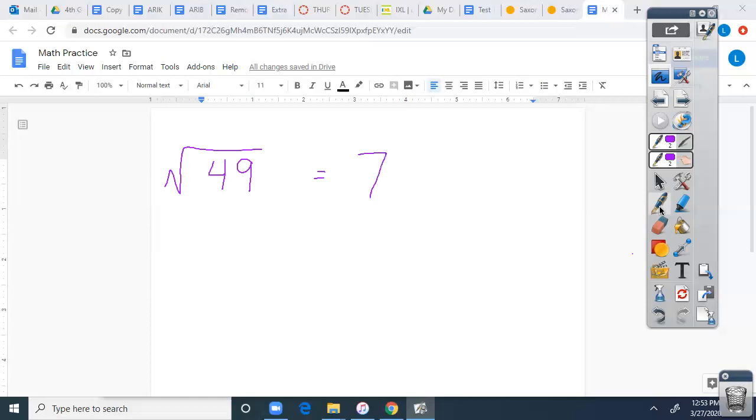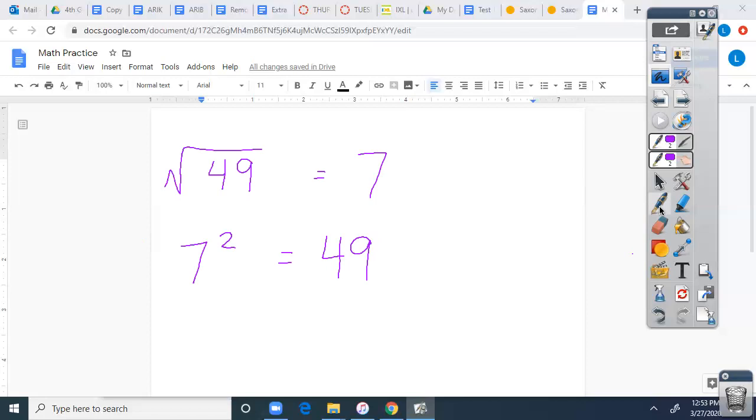So 7 times 7 is 49, so the square root of 49 is 7. Okay, now if we did what is 7 squared, that means what is 7 times 7, which is 49. Okay, we've gone over these for the last couple months.